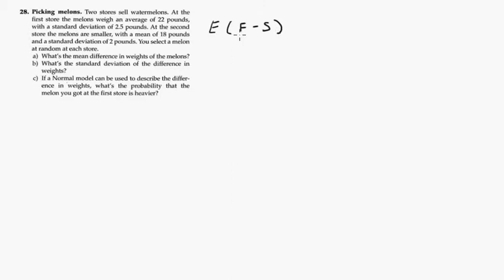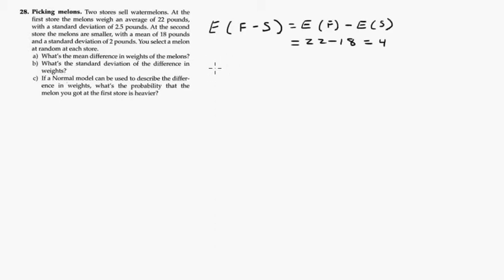So we'll define two random variables. The first is the weight, the average weight, or the weight of a randomly selected melon at the first store, and S is the weight of the randomly selected melon at the second store. So that's just going to be the expected value of the melons at the first store minus the expected value of the melons at the second store. So that's just going to be 22 minus 18. So that's 4. Okay, and then what's the standard deviation?